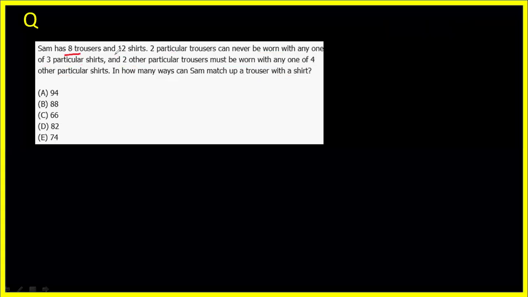Sam has 8 trousers and 12 shirts. Two particular trousers can never be worn with any one of the three particular shirts, and two other particular trousers must be worn with any one of the other particular shirts. In how many ways can Sam match a trouser with a shirt?